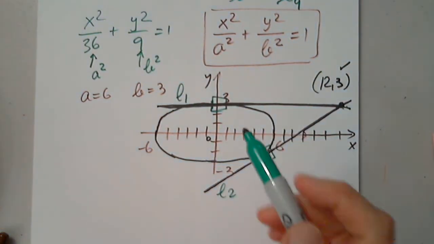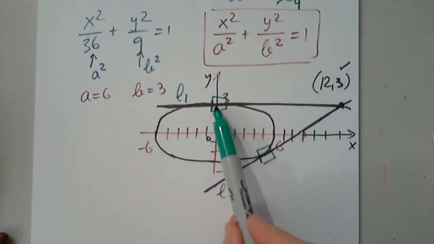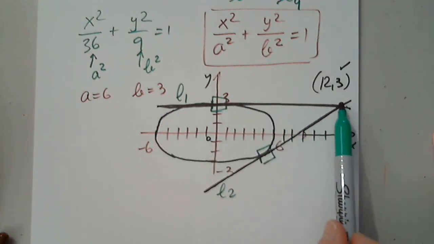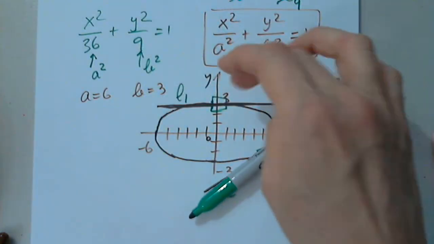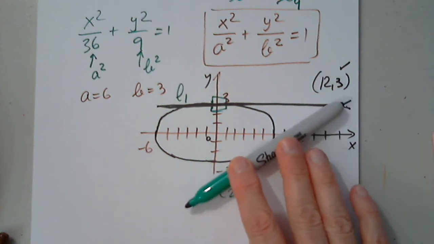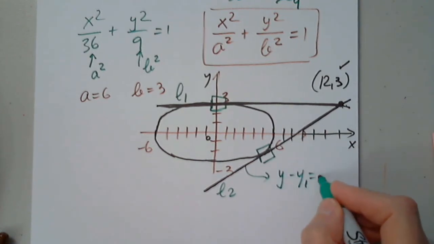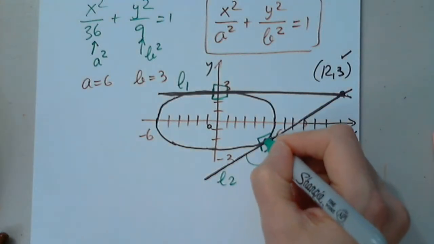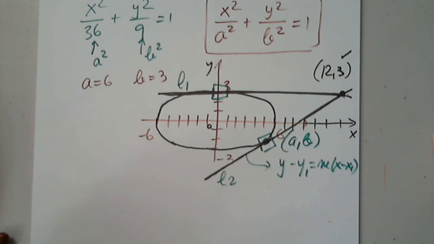But in order to determine this equation, I need to determine the slope of this line. Let's forget about this one because it's a special case. It will come out. We'll get back to that. So in order to determine this equation of this line, I know that it's y minus y1 equals the slope times x minus x1. I know that this is a point. I'm going to call this point a comma b. I don't have it.